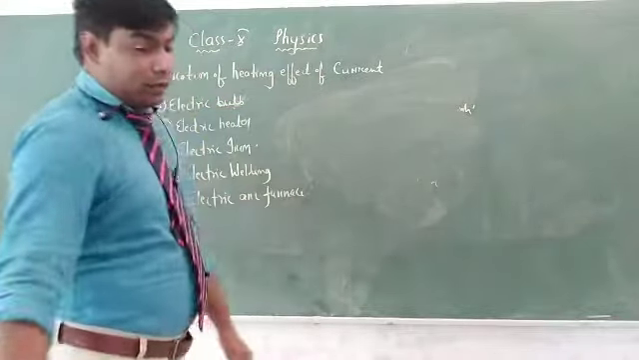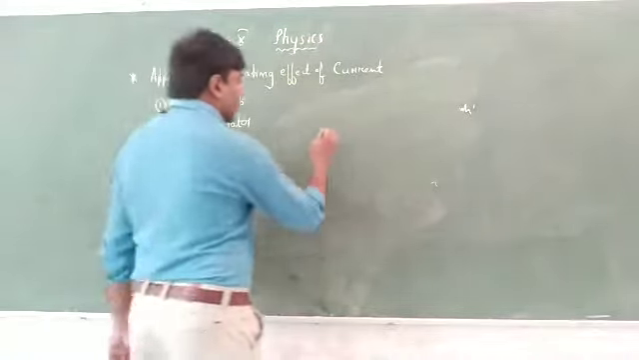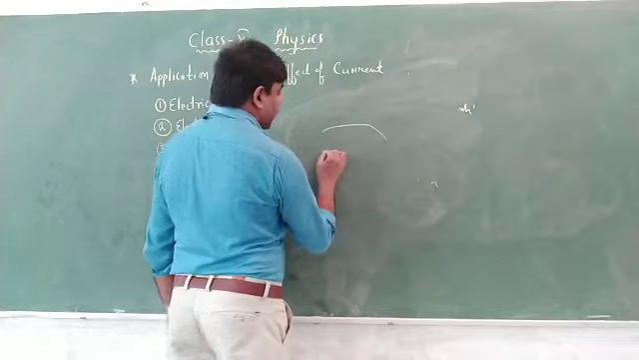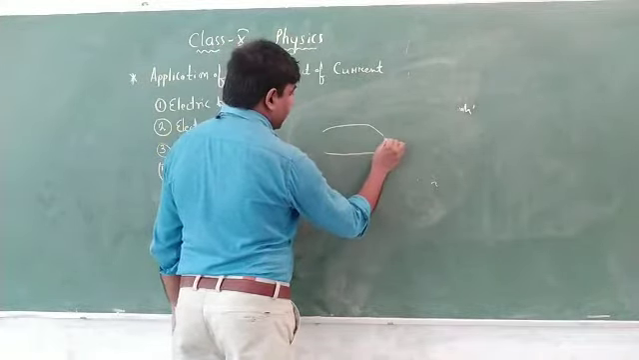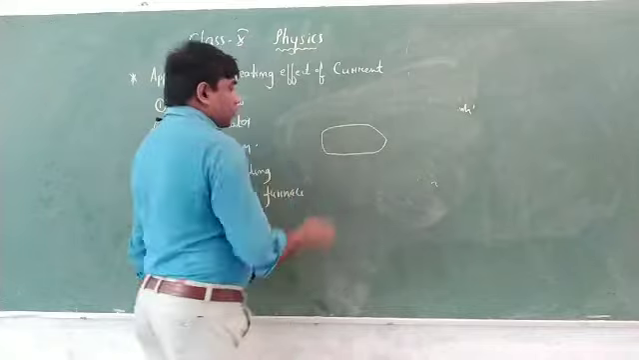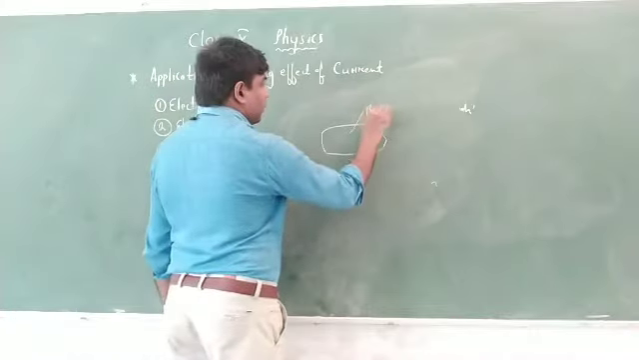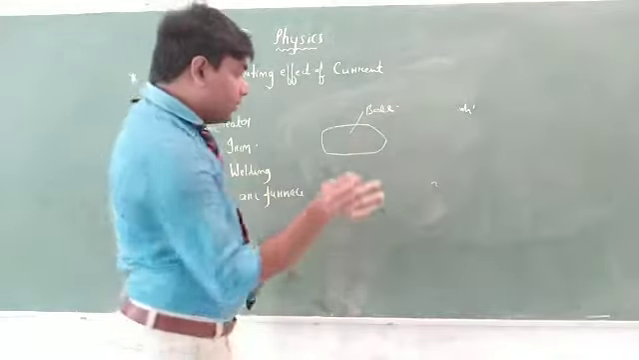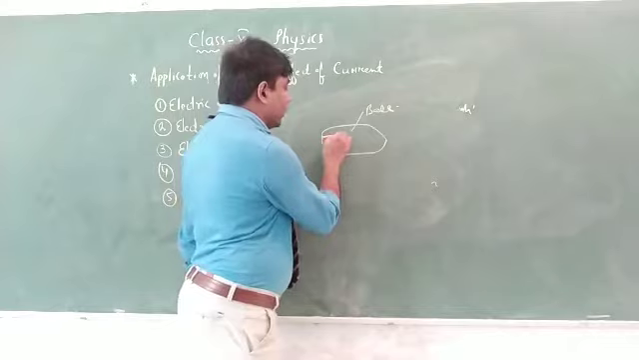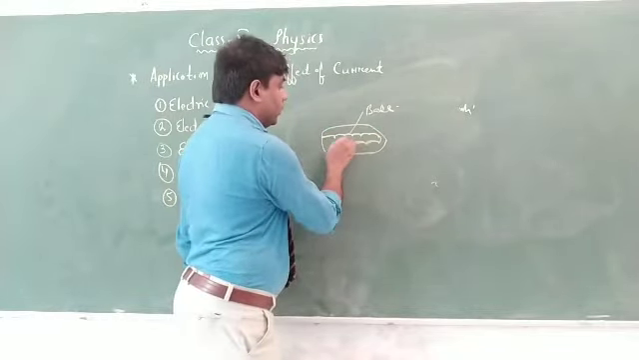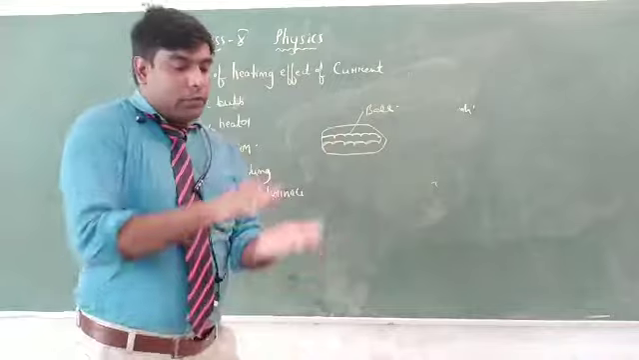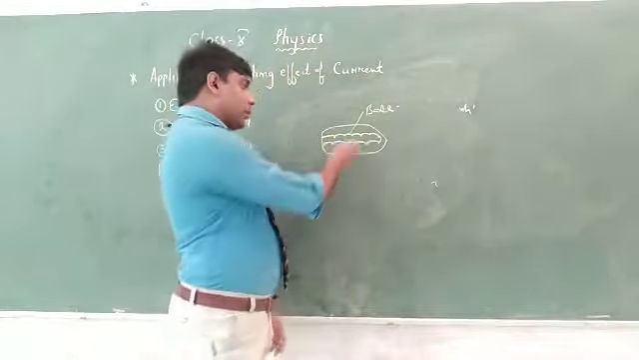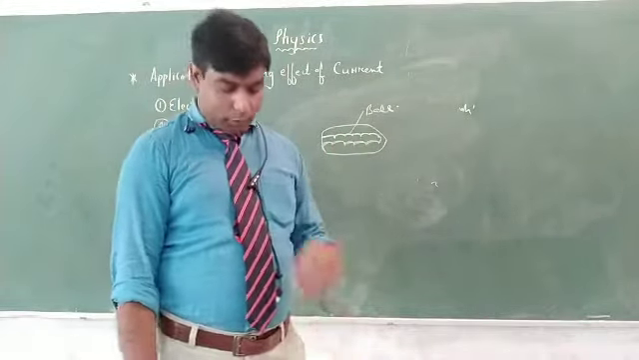Next is your electric iron. For example, this is the base of the iron. Inside, when you look, there is a nichrome wire. Here also nichrome wire is used, but it is flat. The shape of the nichrome wire is flat, right? Same process, that is when current flows, heat will be produced in the nichrome wire.